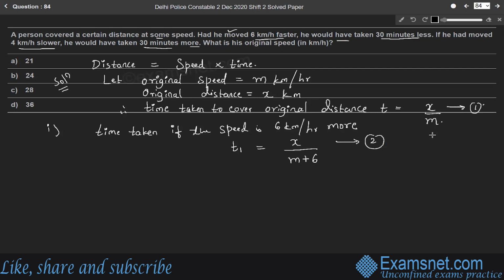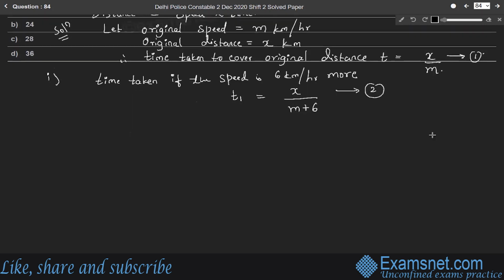Here he would have taken 30 minutes less, therefore the difference in the time is equal to 30 minutes, which is 30 by 60 hour. So what is the difference in the time here?